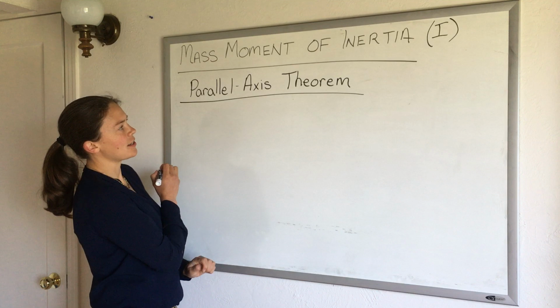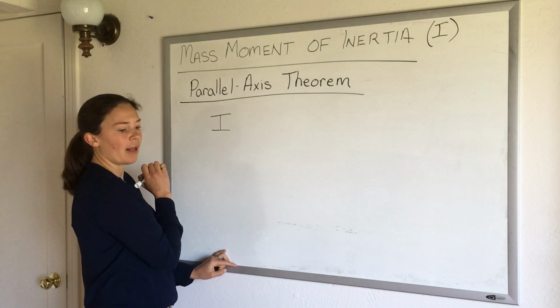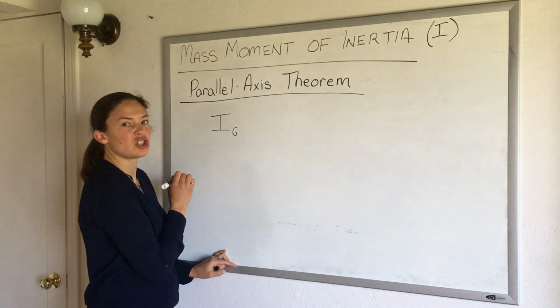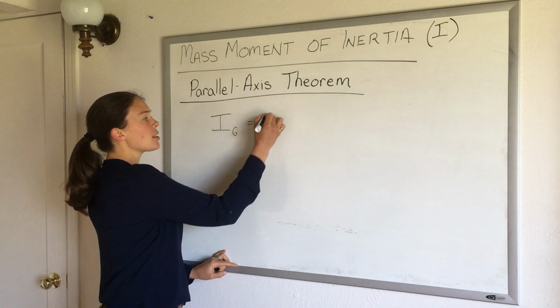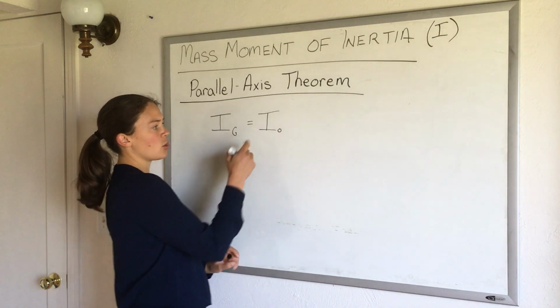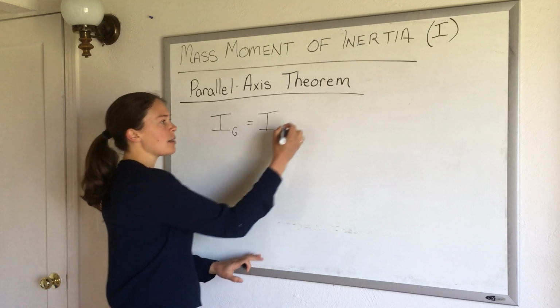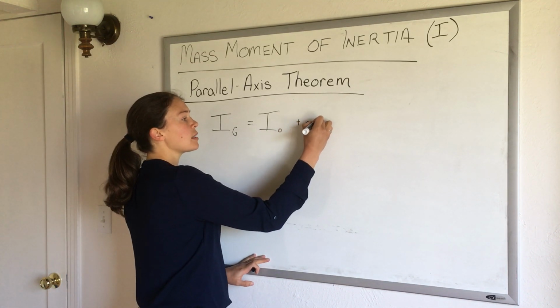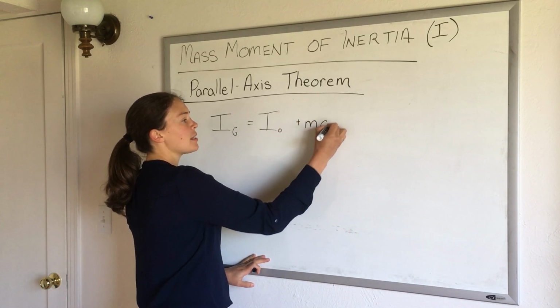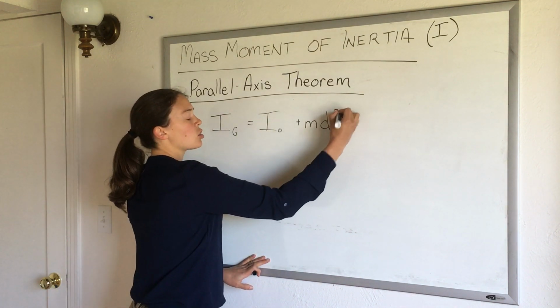The parallel axis theorem says that the mass moment of inertia about any other parallel axis, I'll just use the letter G, is equal to the mass moment of inertia about the center of mass, so this will be the axis that goes through the center of mass, plus the total mass of the object times the distance between the axis O and the axis G squared.